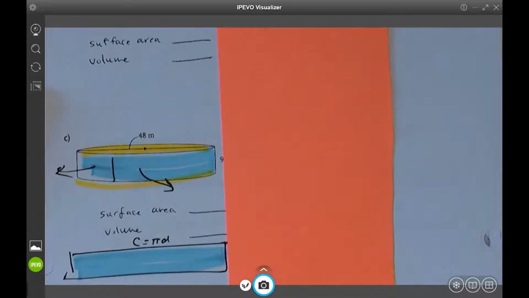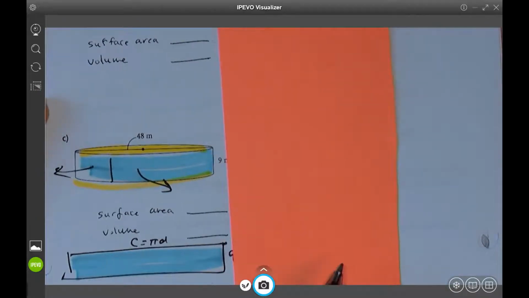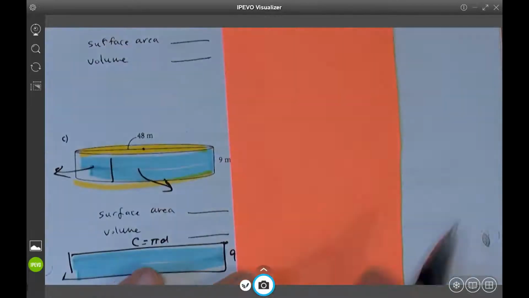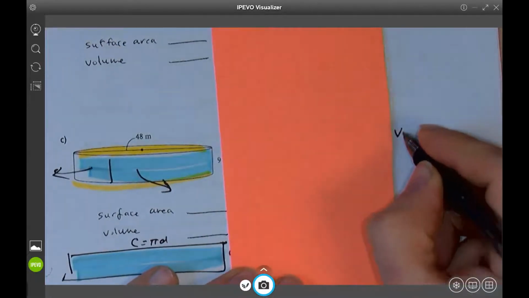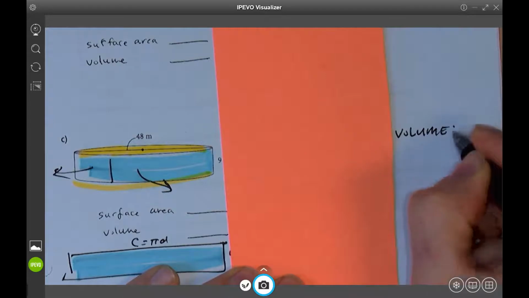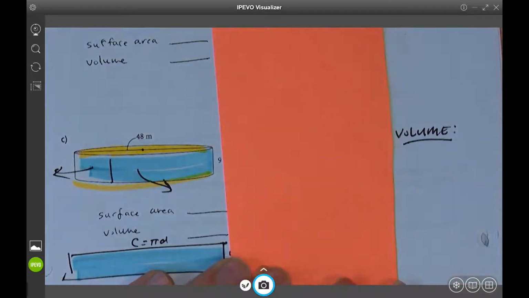All right, once again, this orange thing is just so I cover up the work from the surface area so I don't get it confused. So I'm just going to write volume over here on this side. I'm trying to find the volume of this shape.